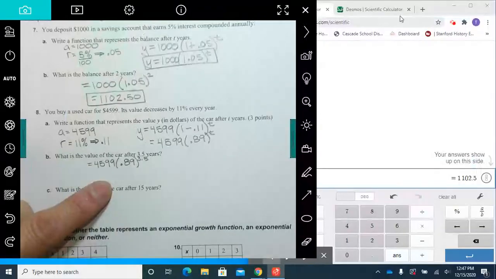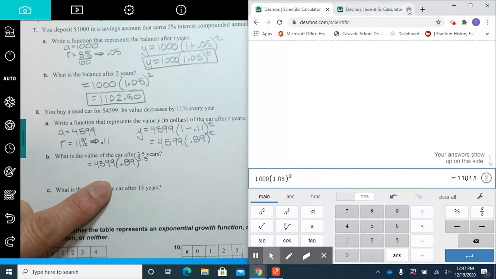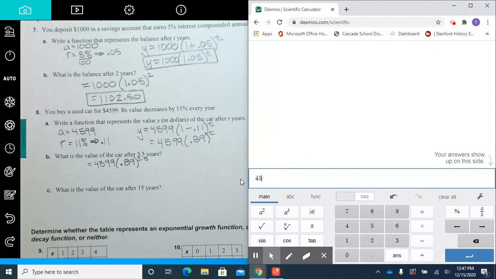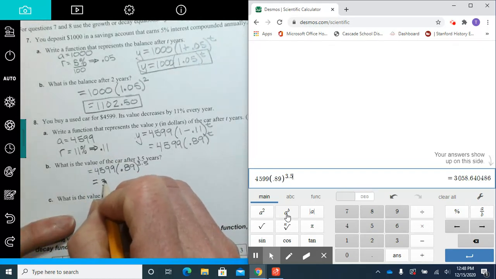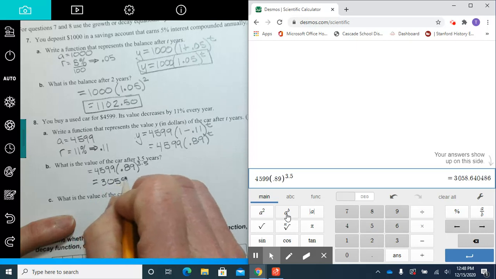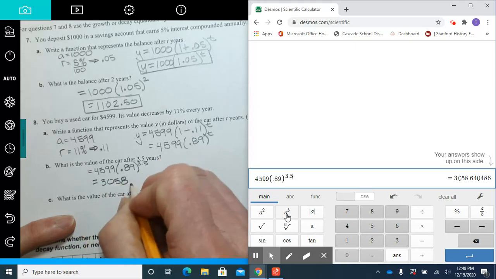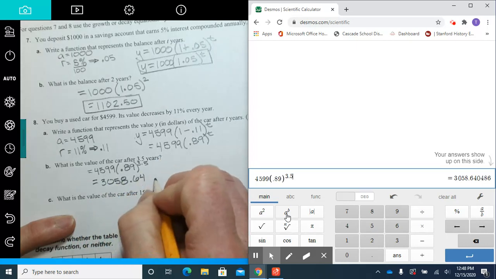So let's put that into our scientific calculator. We got 4599 times 0.89 to the 3.5. 3.5. Don't let decimals throw you off. And what I get is 3058.64. Now the decimals keep going, right?